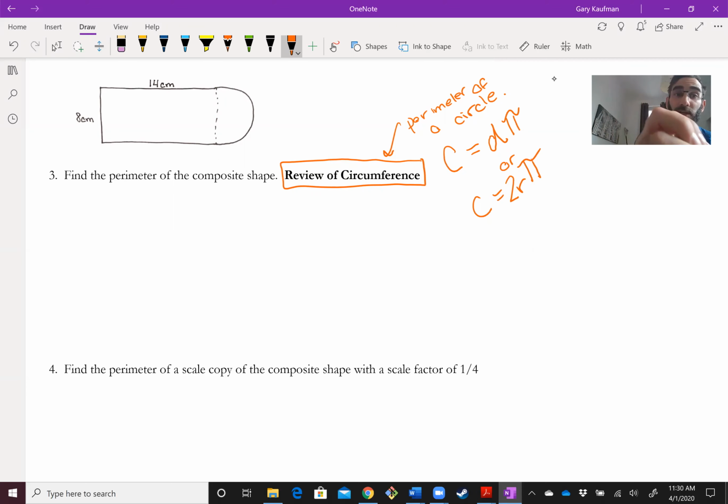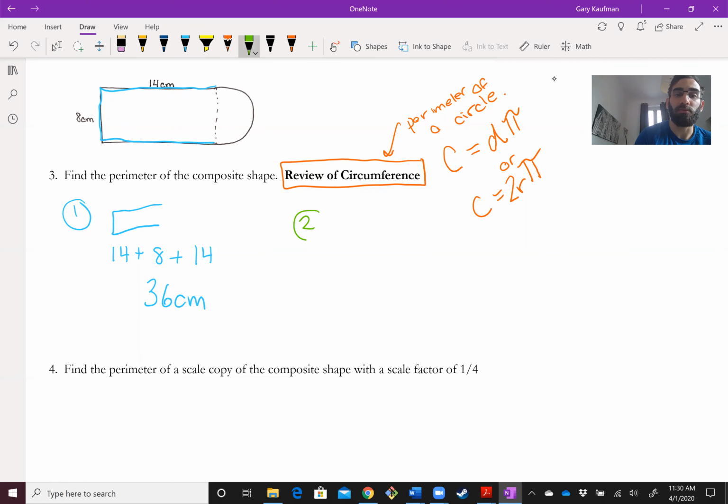So as I said, tracing. I'm going to start by doing the rectangle part, which, notice, the perimeter is just the outside. So it's the 14 plus the 8 plus the 14. So 28 plus 8. So it's 36 centimeters.